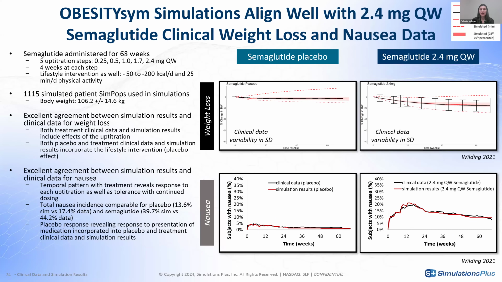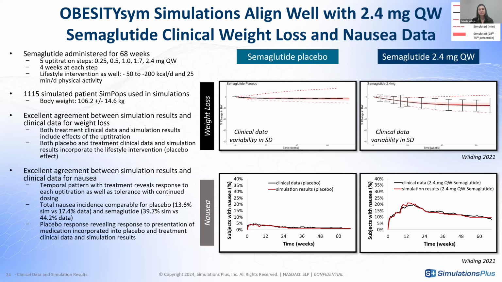Okay, so I will talk to you about a couple of the studies that we use to optimize OBESITYsym. The first is a study done in obese patients. Semaglutide was administered over 68 weeks, and within that 68-week period, they did 5 dosing up-titration steps. In addition to drug administration, patients were given a lifestyle intervention, and this consisted of caloric intake reduction as well as prescribed physical activity. Within this study, there was a placebo group which just received that lifestyle intervention, and then there was a group that was dosed with the drug, and they got both the drug as well as the lifestyle intervention.